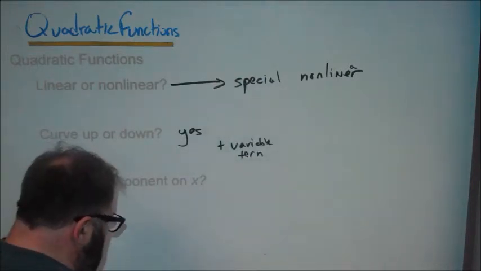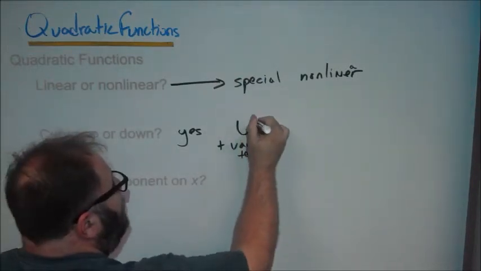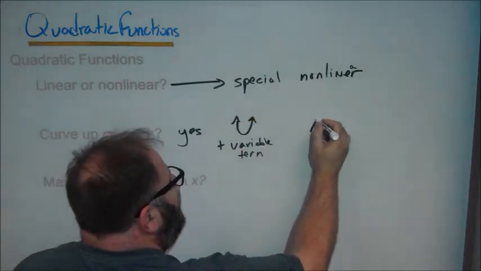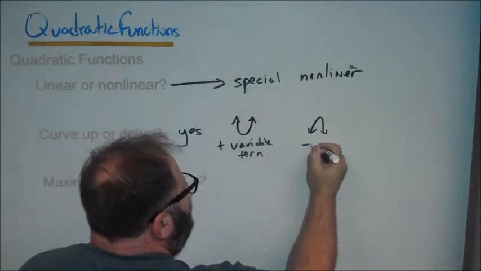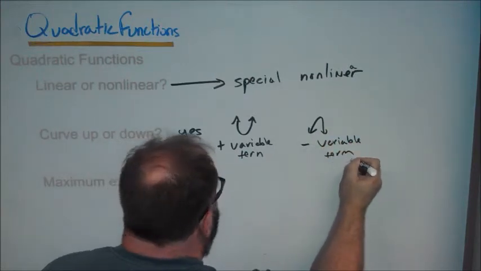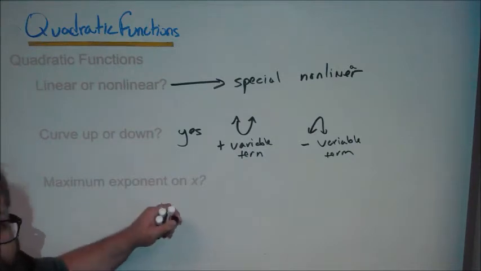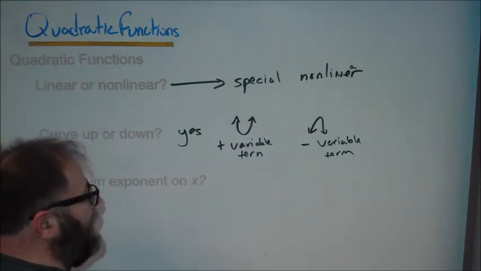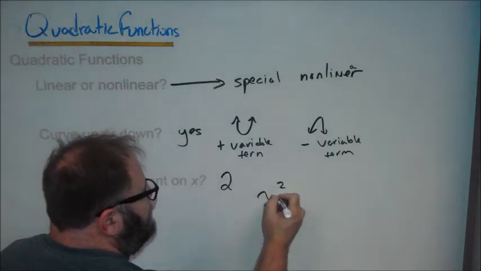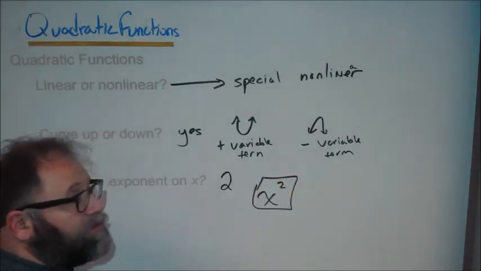Sorry. It can curve up here as a positive variable term, or it can curve downward with a negative variable term. And then what's the maximum exponent we can have on the x? What we know is that it has to be 2. So it's x squared. We're looking for x squared.